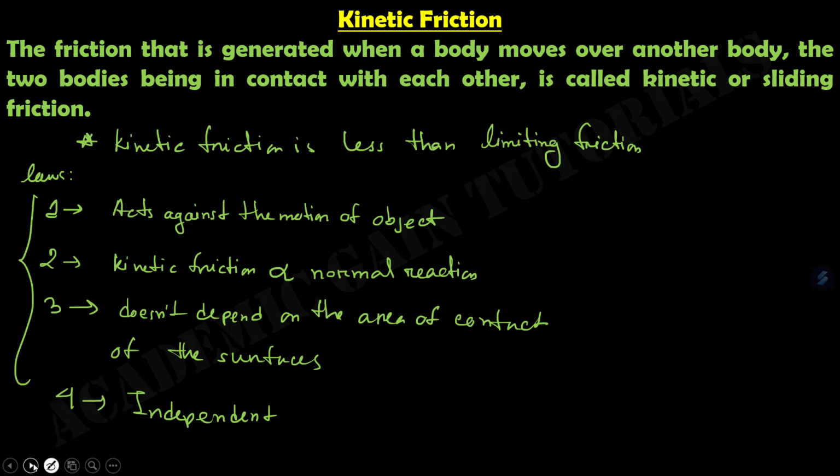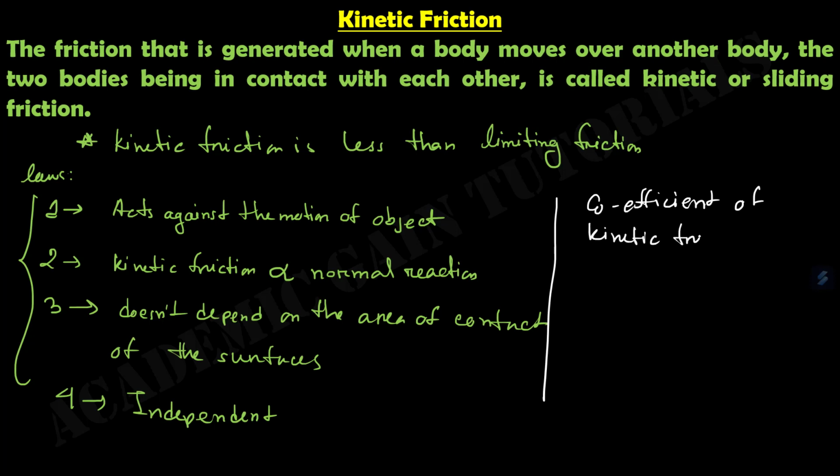One more point we have to discuss is the coefficient of kinetic friction. The ratio of kinetic friction and normal reaction is called the coefficient of kinetic friction. It is denoted by mu of k. So it is kinetic friction divided by the normal reaction.